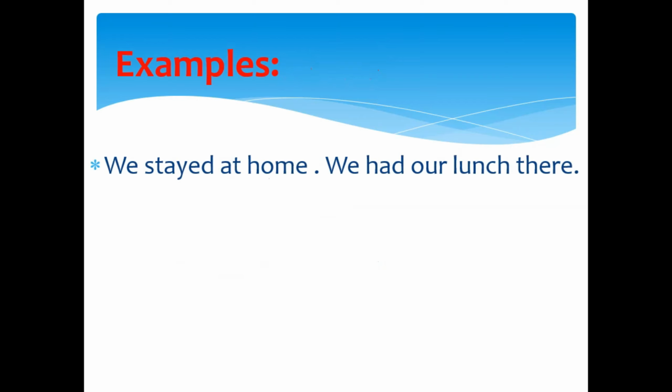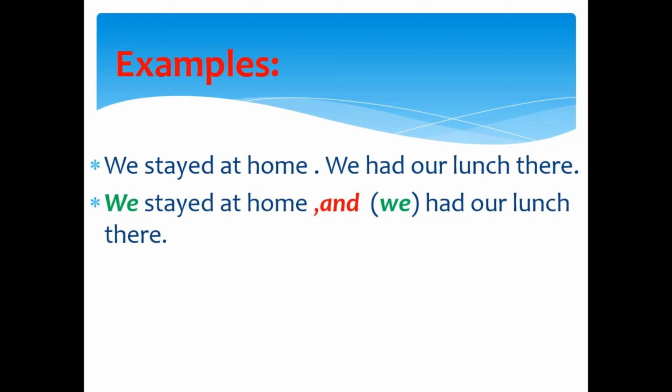The first example, I'd like you to join these two sentences using and. We stayed at home. We had our lunch there. Good. We say, we stayed at home and we had our lunch there. Here you can observe that we used a comma before and. And if the subject of the second sentence is the same as the subject of the first sentence, we can use it or leave it.